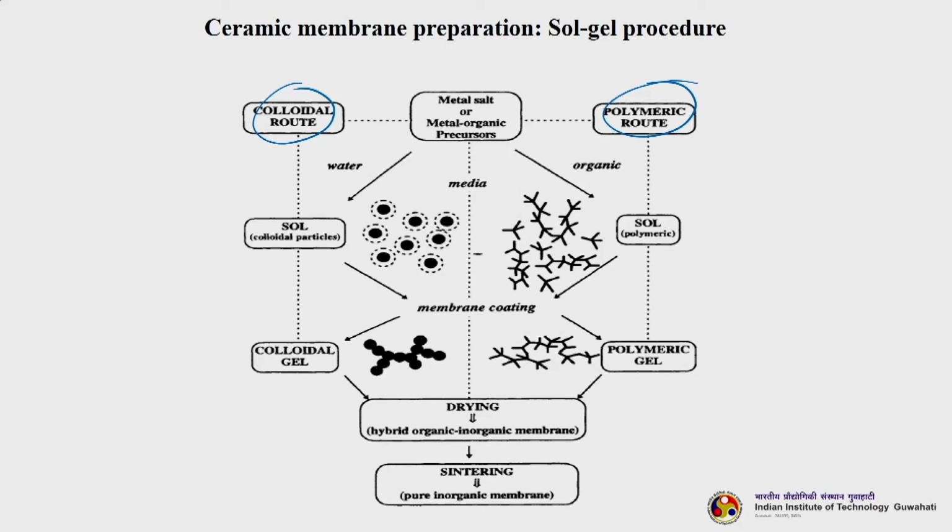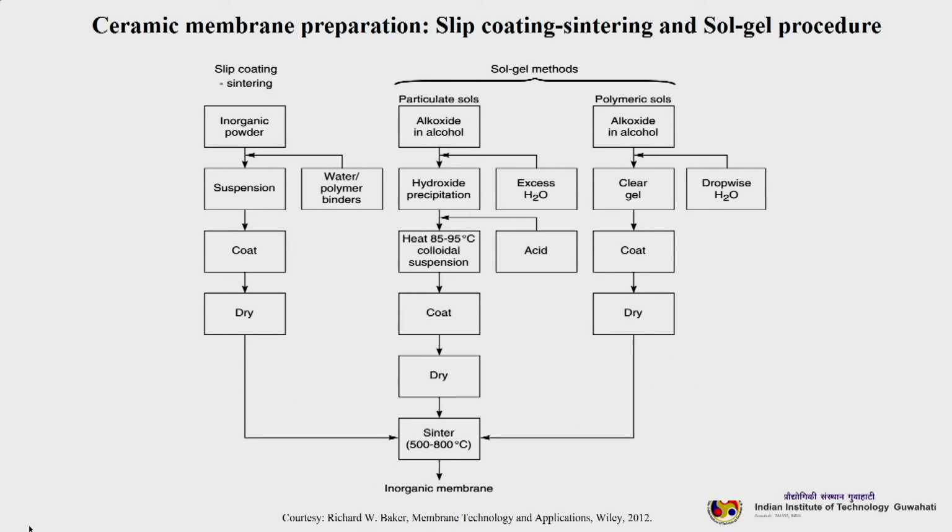So, metal salt or metal organic precursors is being used. Okay. So, you used water, then you get this sol or colloidal particles, using some organic phase you get the polymeric sol. Okay. Then you get a colloidal gel, here we get polymeric gel. Then after that you go for your finishing processes such as drying. So, you can go for a supercritical drying or some other processes. Then finally, a sintering method. In this sintering, whatever the binders are being added here, okay, mostly they will evaporate. So, this is a slip coating sintering and sol gel procedure to prepare ceramic membrane.